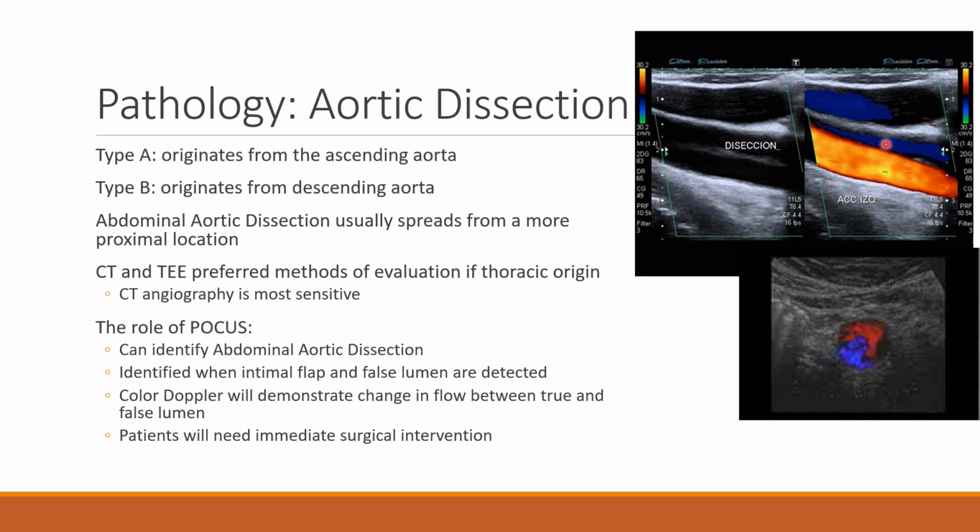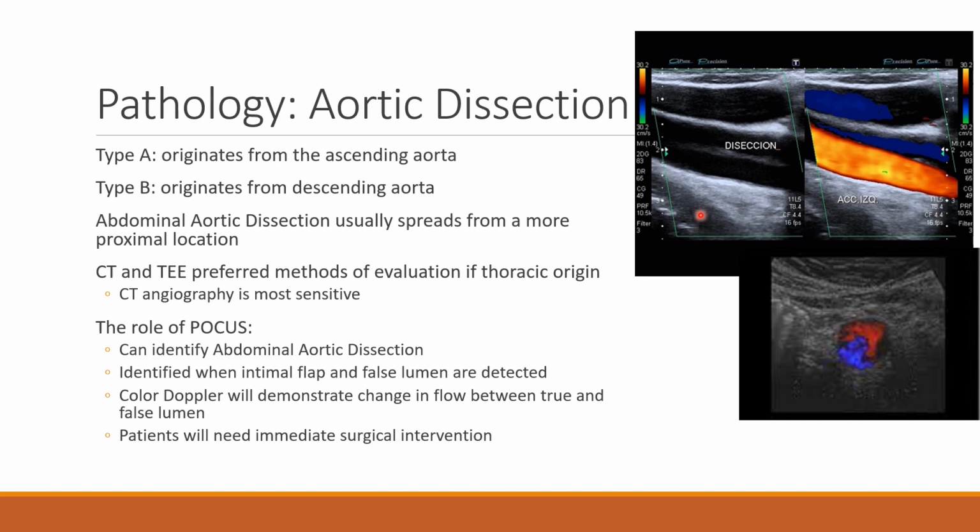Here's where you identify the true and the false lumen. You can also look for the extent of how far down it's going. And then in transverse, when there is a dissection, you will see the true and false lumen separately. So those are all going to be essential components in making this very, very important diagnosis.